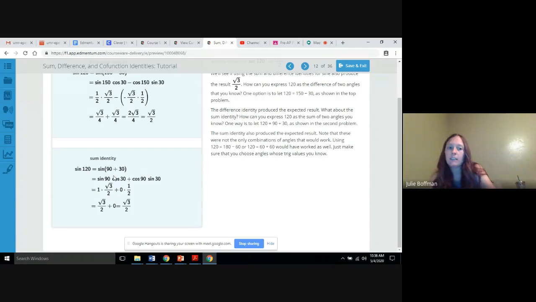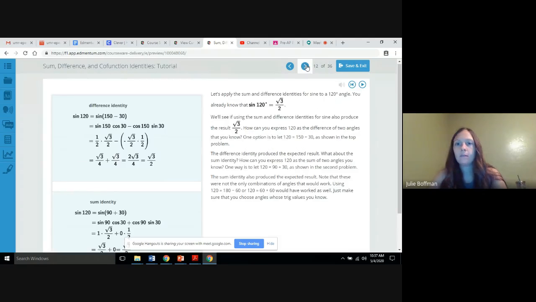Then they use the sum identity for the same angle. They say, okay, what two angles on the unit circle add to be 120? Well, they use 90 plus 30. And so then they're using the sum identity for sine, which is similar, but it's plus right here. And you can see that if you do that with these two angles and use the unit circle, you end up with square root of 3 over 2 again. So it's all the same thing. It doesn't matter what you pick as long as it equals that original angle.